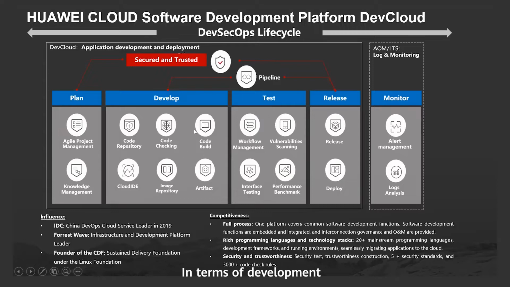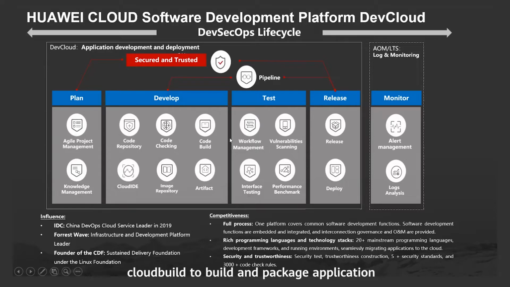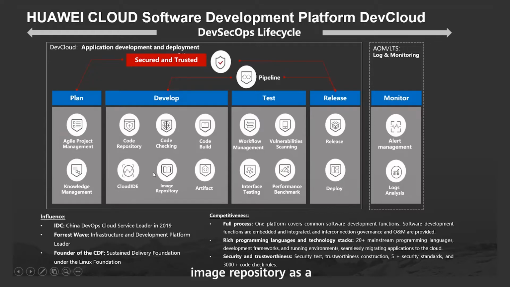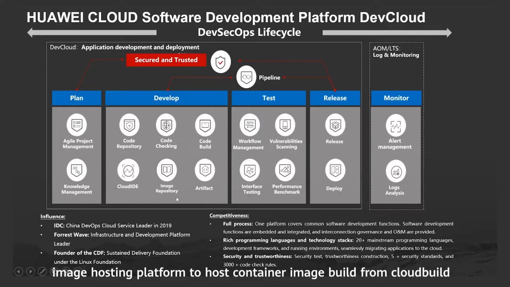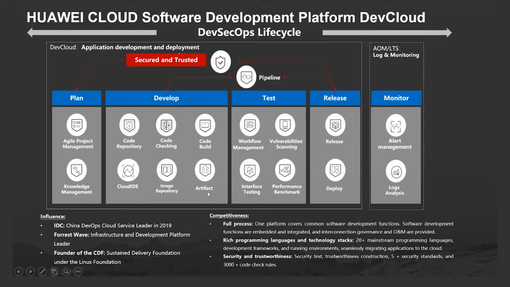In terms of develop, DevCloud provides Code Hub as a Git-based online code hosting service for software developers, Code Check service, which supports approximately 10 types of programming language, Cloud Build to build and package application, Cloud IDE as an online integrated development environment, Image Repository as an image hosting platform to host container image built from Cloud Builds, Cloud Artifacts to manage private component packages.